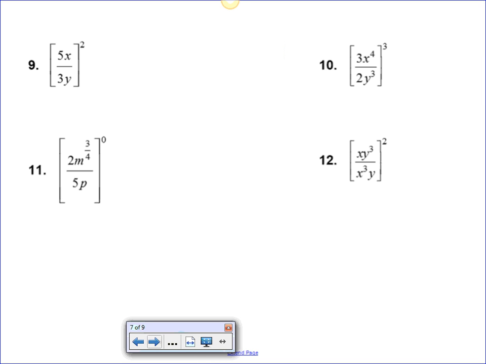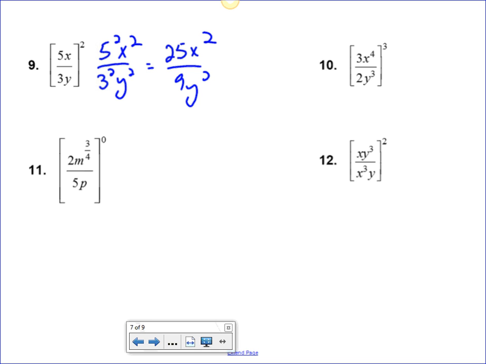Okay, so I'll give you a little time to think through these and see if you can come up with some answers on these. Okay, so the first one, we should have been thinking that everything in there is going to get squared. So I'd have a 5 squared x squared over 3 squared y squared. So I'd have 25x squared over 9y squared.